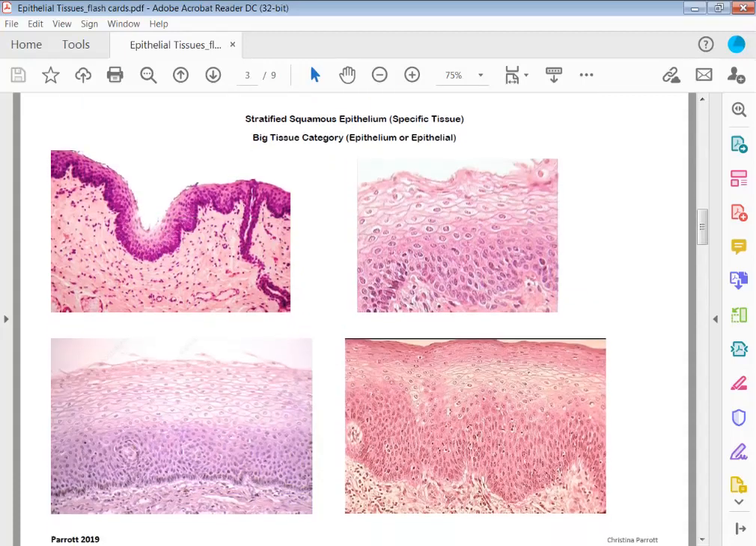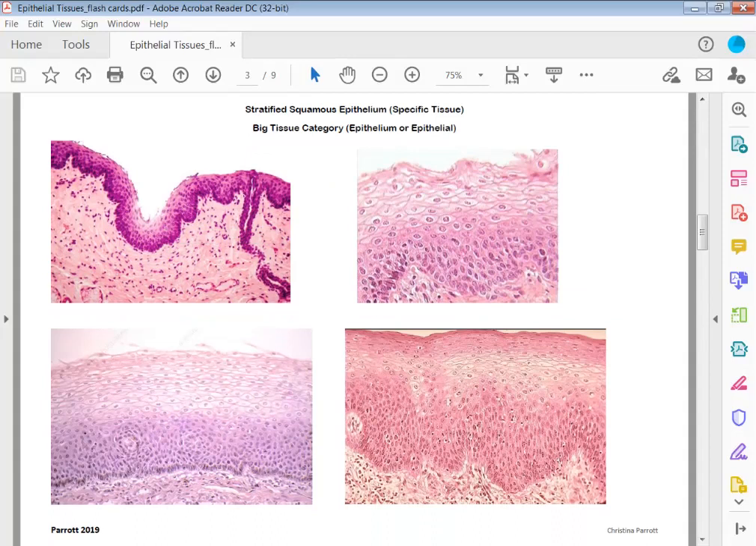Our next one, stratified squamous epithelium. We have a couple of structures here you have to know. Okay, right here, this dividing line where it divides the epithelial tissue from the underlying connective tissue. So this is your connective tissue down here, and up here is your epithelial tissue. So that meeting line right there is called the basement membrane. And the cells right on top of that basement membrane, these are called your stem cells or your basal cells.